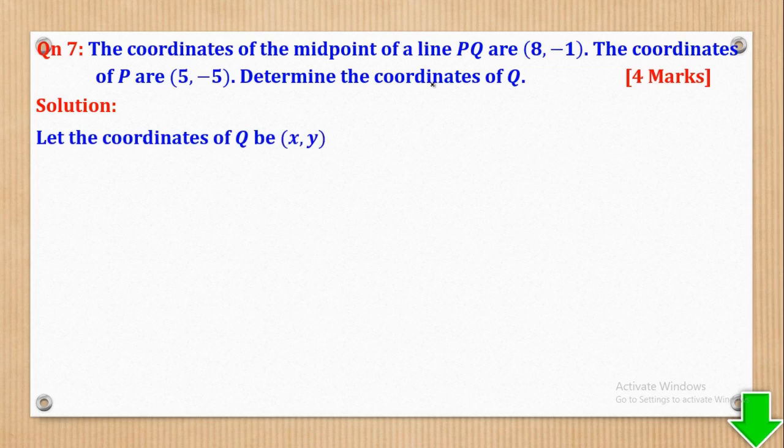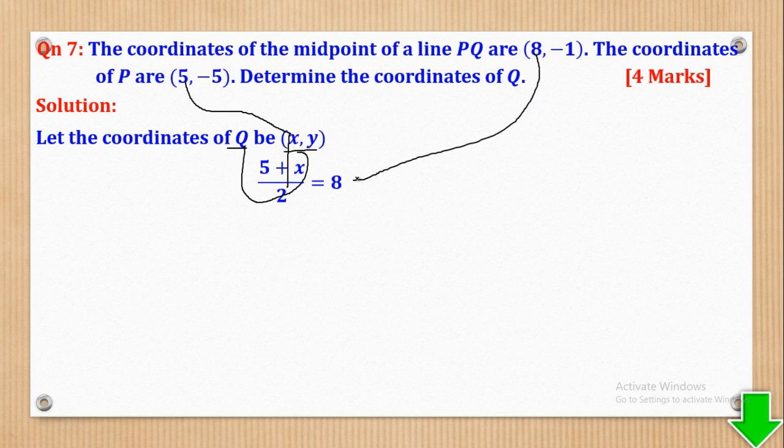What does that mean? We shall come and say that let the coordinates of Q be (x, y). So what does that mean? It means that the midpoint of the x coordinate will be this plus this over 2 to come up with this part. But they told us that the x coordinate of the midpoint is 8. That's why we equate it to 8.